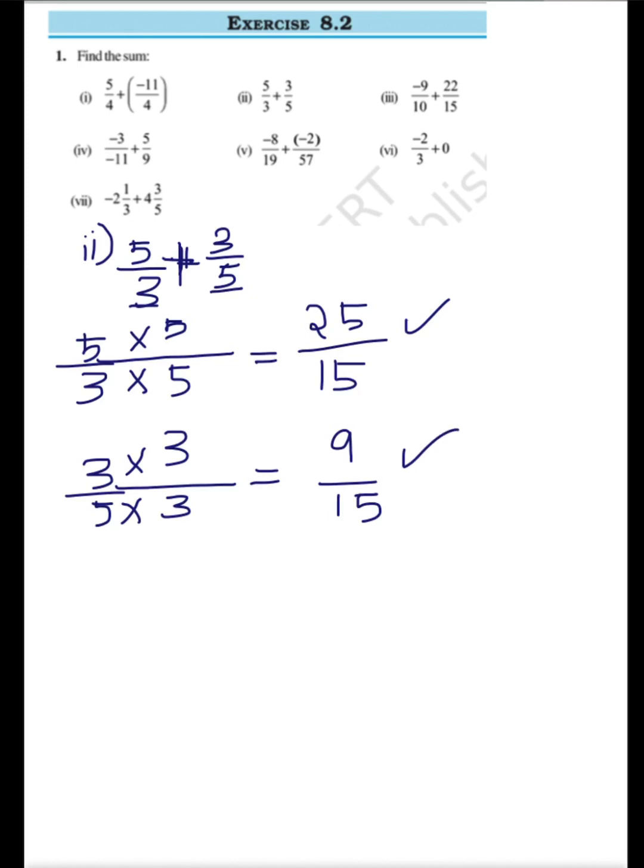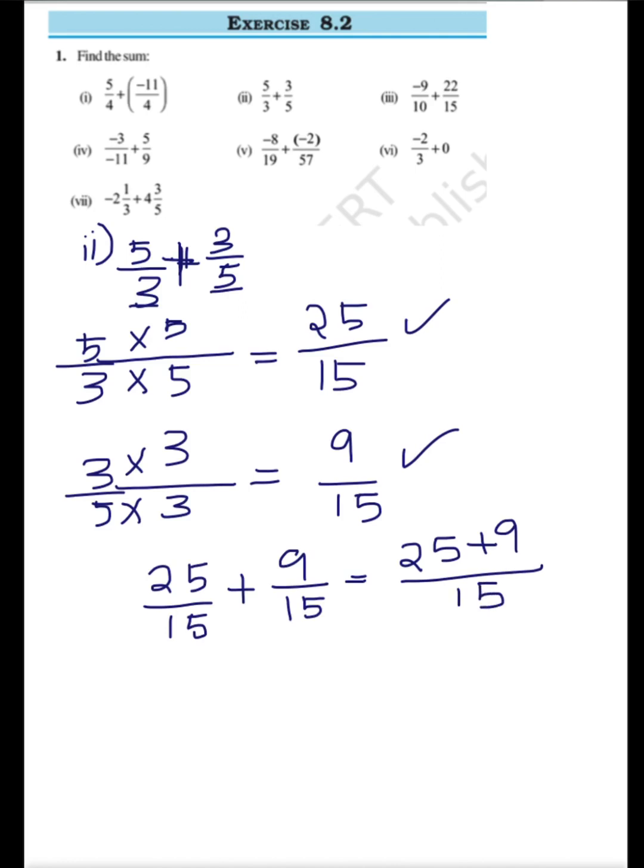Now both its denominators are same, so you can just add them. So 25 by 15 plus 9 by 15. Now how will you add them? You have to just add the numerators, which is 25 plus 9, and put the same denominator. Now what is 25 plus 9? It's 34. Okay, so 34 by 15. It will be our answer, 34 by 15. Okay, so this is the answer for second question. Now let's see the third one.